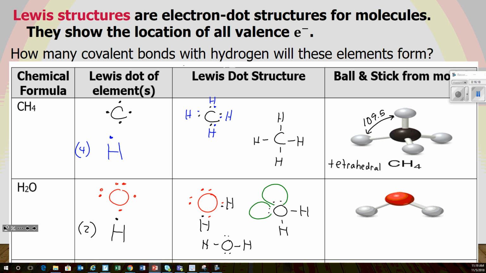Let's see if I've got that. This angle right here is 2 away for each ghost, so it's 105. And this is called bent. That says bent, if you can't read that. Okay?